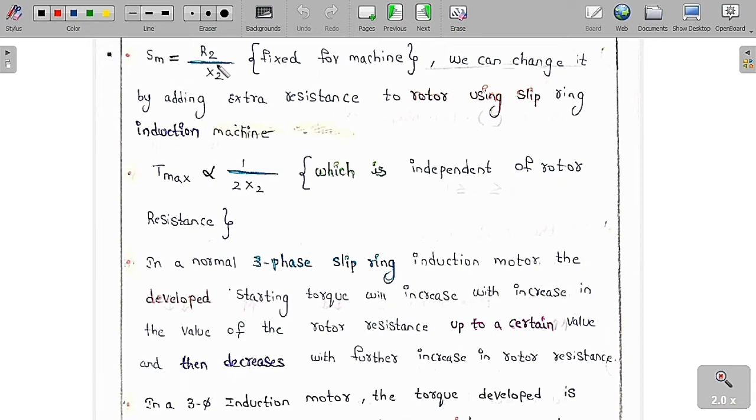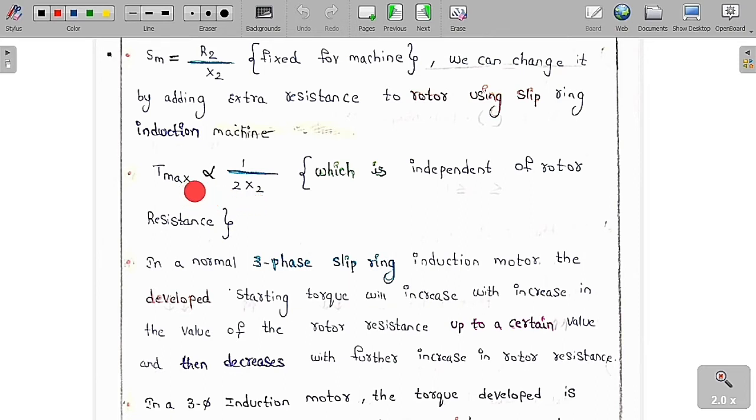So Sm is equal to R2 by X2. It is fixed for a machine, but we can change it by adding extra resistance to the rotor using the slip ring induction machine. And I have already told you the maximum torque is inversely proportional to 2 X2, which is independent of rotor resistance. As you can see clearly, Tmax is equal to 180 by 2 pi ns into E2 square by 2 into X2. As you can see clearly, the maximum torque is independent of the rotor resistance.